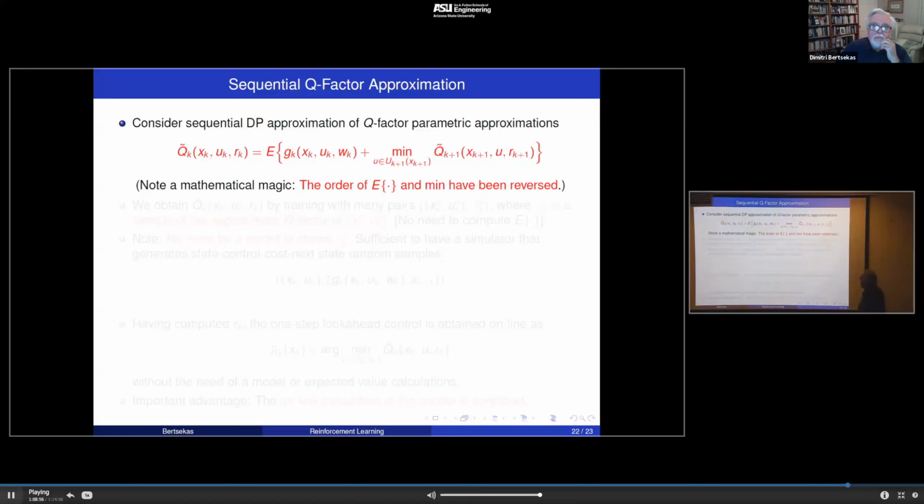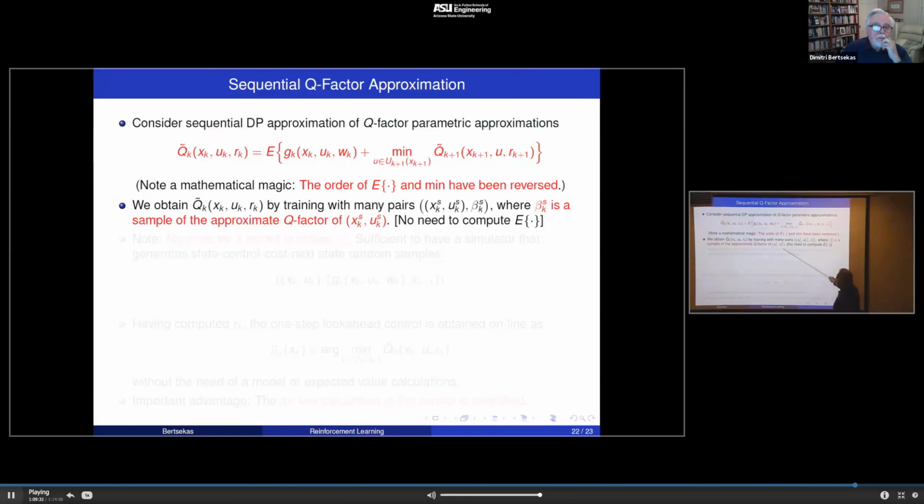So that means that instead of finding the expected value of this expression, I can just sample it. I can just use samples of WK to put together into my least square sum. That's a key mathematical idea in Q learning, using Q factors. That minimization of expectation cannot be sampled easily, but expectation of minimization can be sampled. That's the trick.